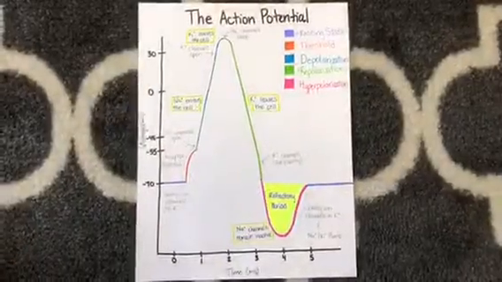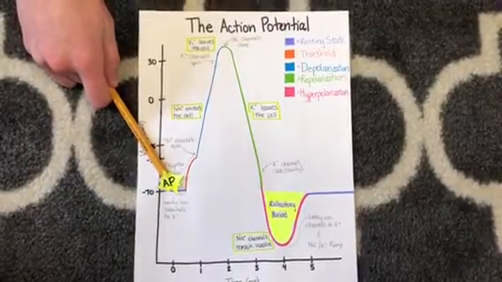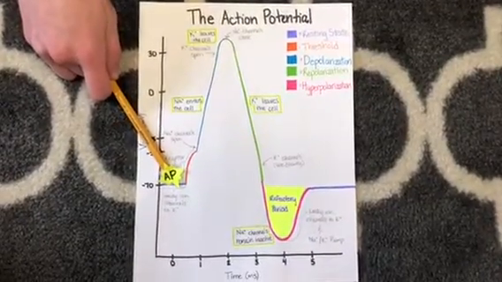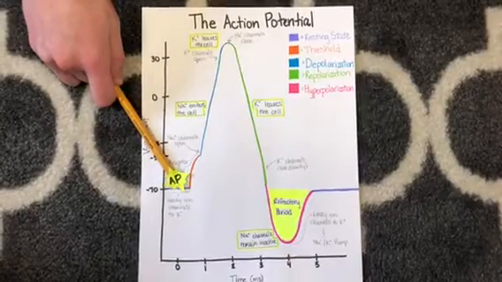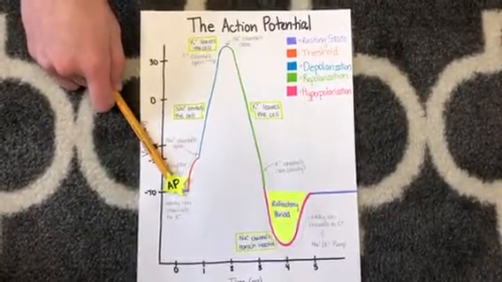At the beginning of an action potential, an electrical signal, also known as a receptor potential, is received by the dendrites, and then travels to the soma or cell body, and then towards the axon.